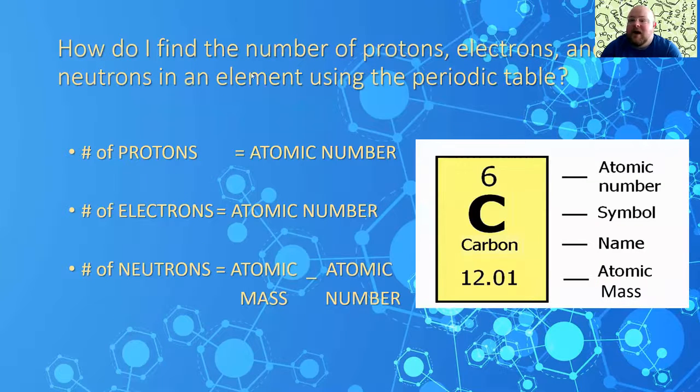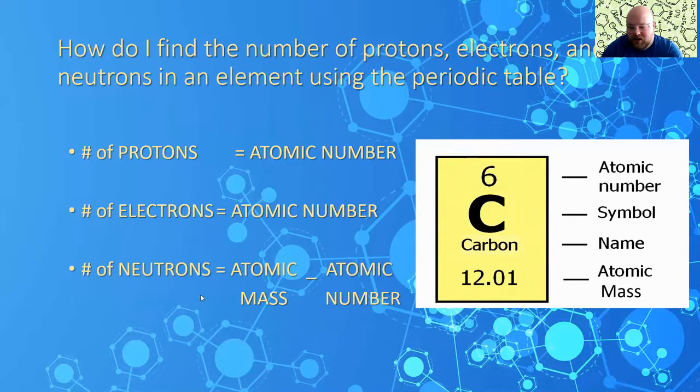Okay, how do I find the number of protons, electrons, and neutrons in an element using the periodic table? Well, again, the number of protons, you just find the atomic number. So for carbon, there are 6 protons because the atomic number is 6. For the number of electrons, again, find that atomic number. It's going to be the same. So for carbon, there are 6 electrons.